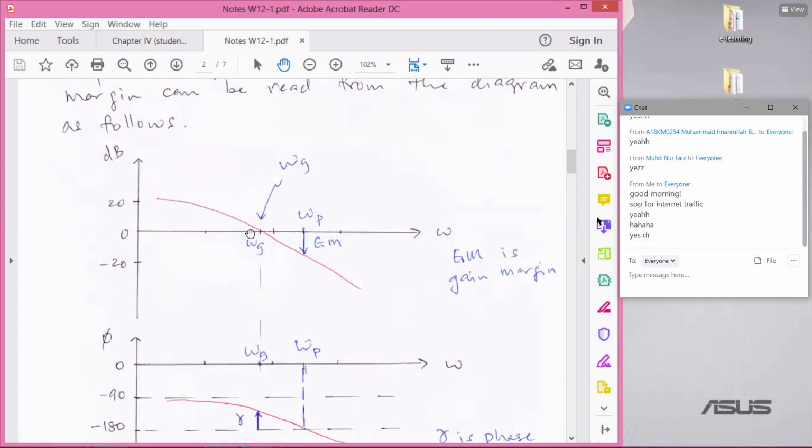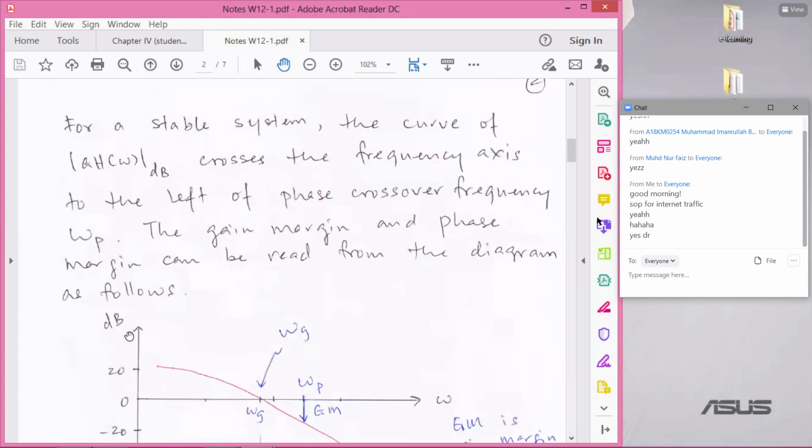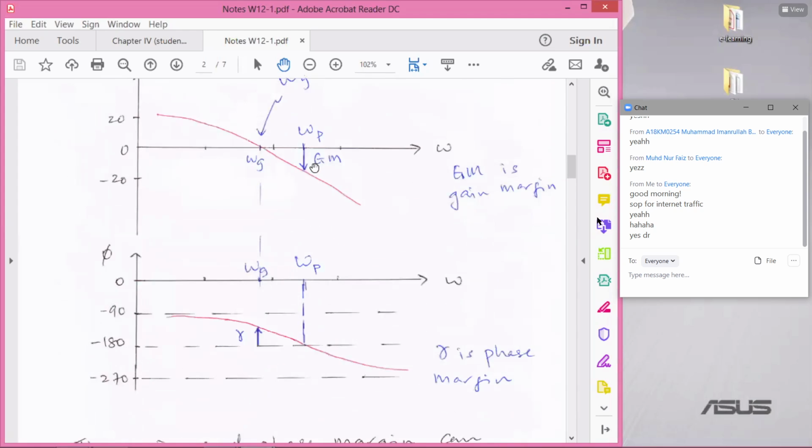The point where the decibel curve crosses the frequency axis is known as the gain crossover frequency. The phase crossover frequency is when the phase angle is equal to negative 180 degrees. For a stable system, you can now determine the gain margin and the phase margin. You can read directly from the Bode diagram. The gain margin is positive downward. You read the gain margin at the phase crossover frequency.